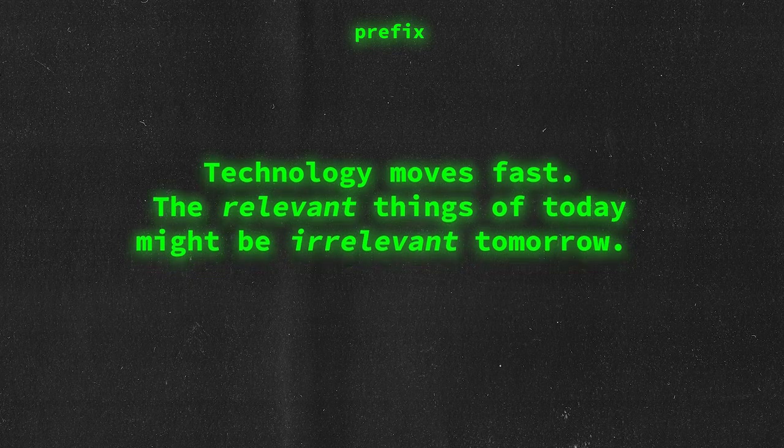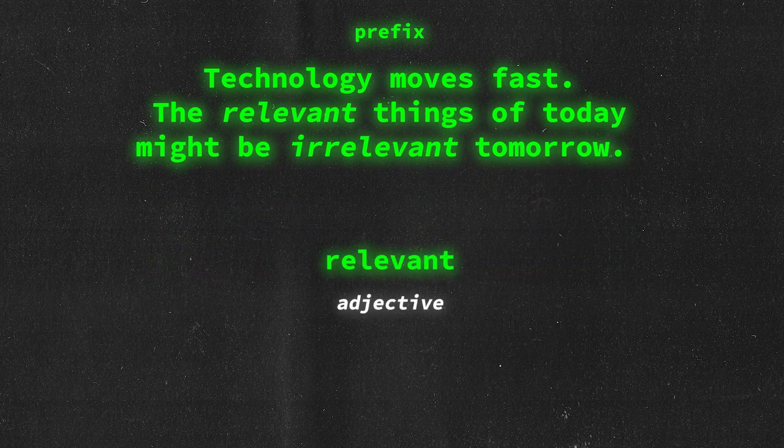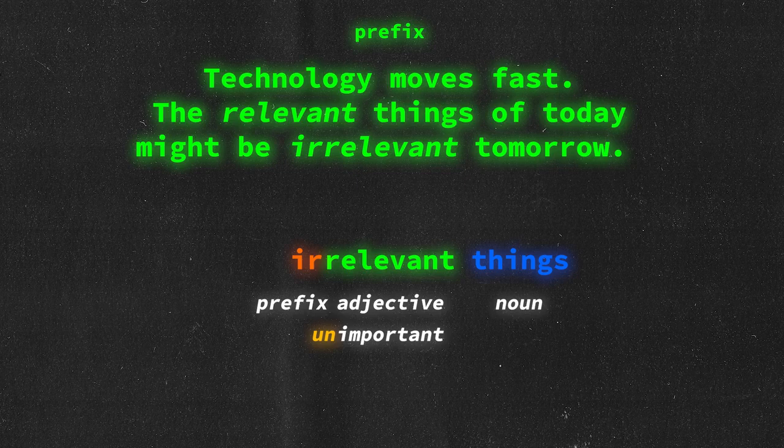In this sentence, we can see the adjective relevant, which we use to describe the noun things. If something is relevant, it is important to what is happening. It is significant and related to the current situation. We can make this word into a negative adjective by using a prefix, in this case, IR. So relevant becomes irrelevant. Positive becomes negative. So that's how to use a prefix to change an adjective from a positive to a negative.